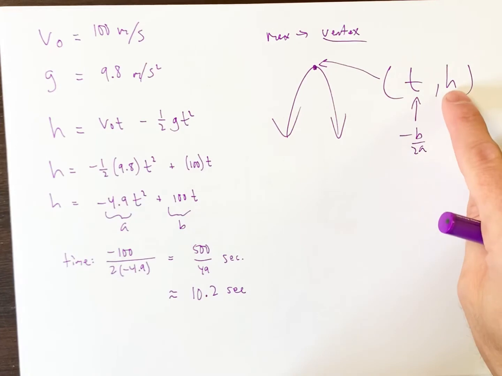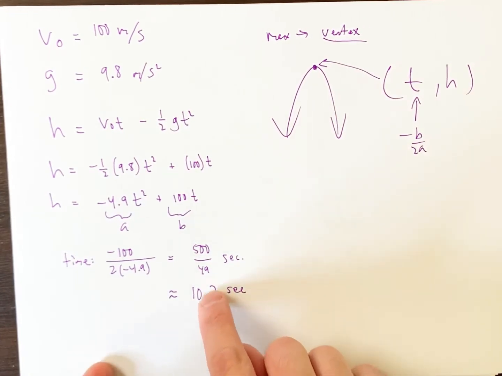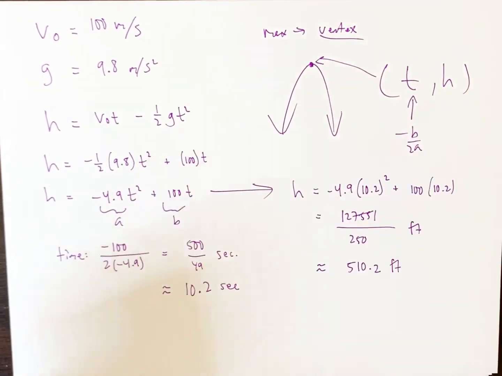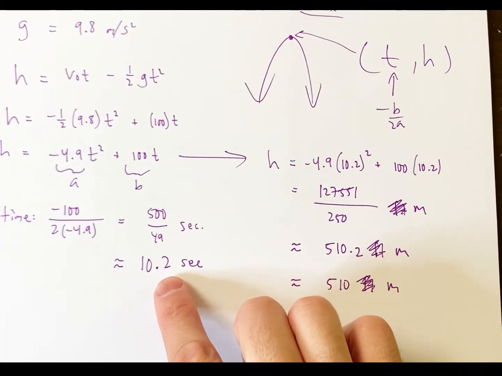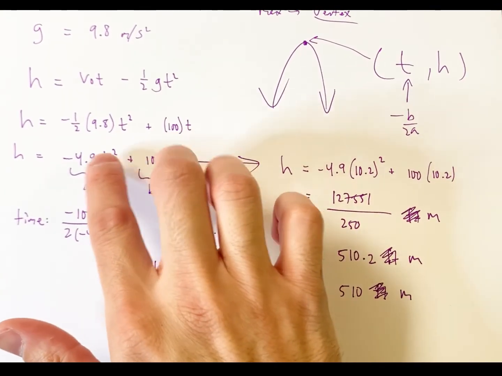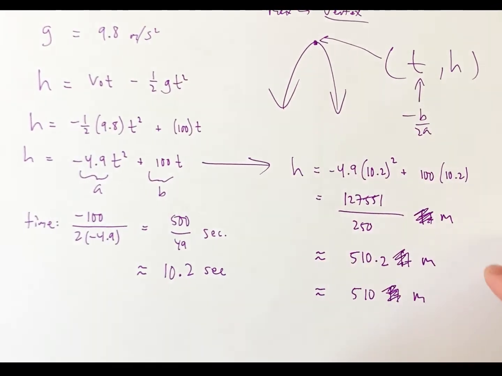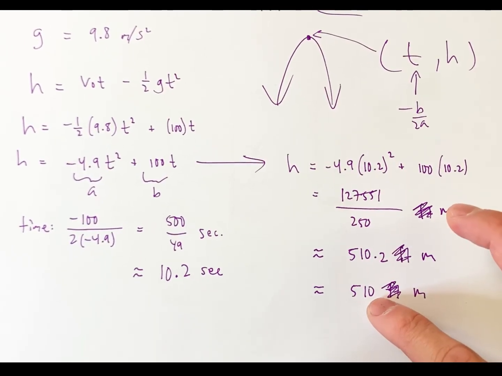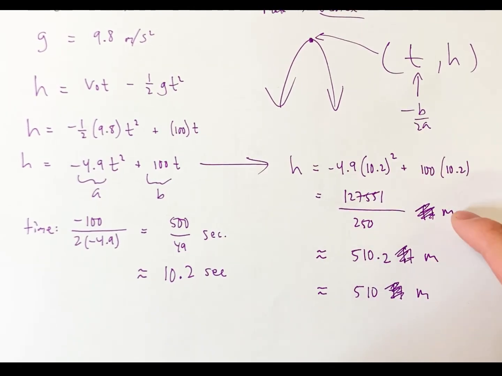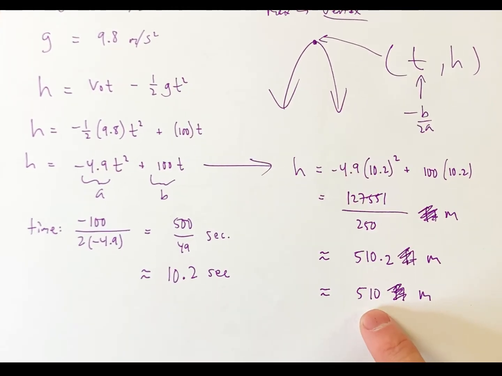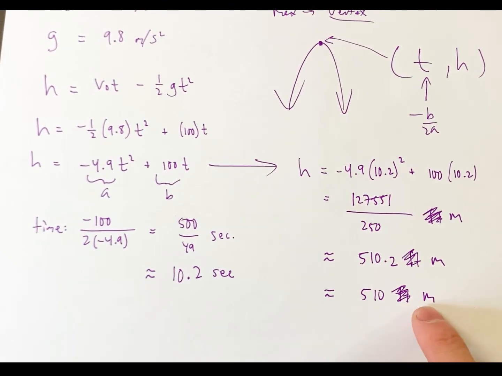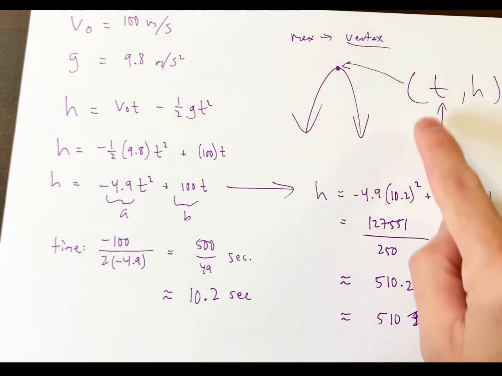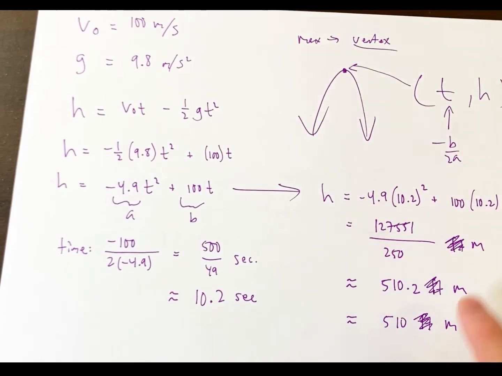Now to find the actual height itself, you take this time and plug it into the time for the height component. I did all this math. This was the exact number, nearest tenth, nearest integer. I scribbled it because I put feet, but it's actually meters. So I think that's what they want for number 30, the maximum height to the nearest meter. At 10.2 seconds, the height is 510 meters.